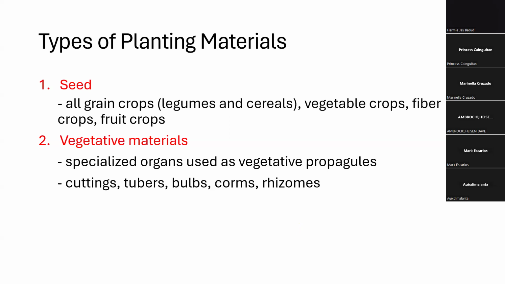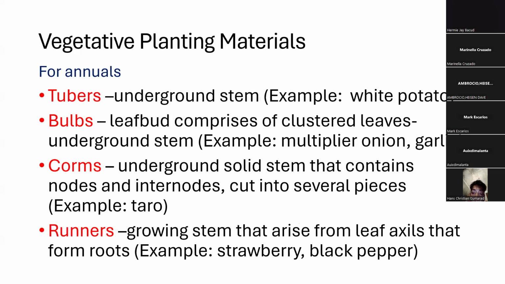budding techniques. Then second type, vegetative materials, specialized organs used as vegetative propagules. Dito na yung ating mga asexual plant propagation techniques, both natural and artificial. Then ang mga cuttings, tubers, bulbs, corms, and rhizomes, etc. Now we have here the different vegetative planting materials for our annuals.